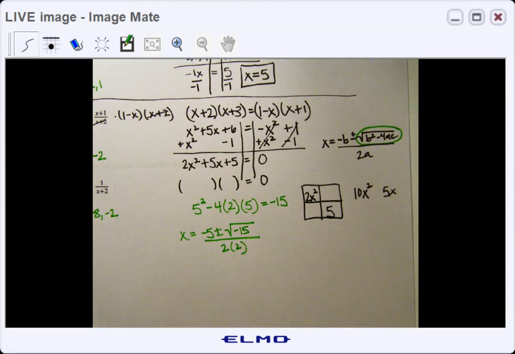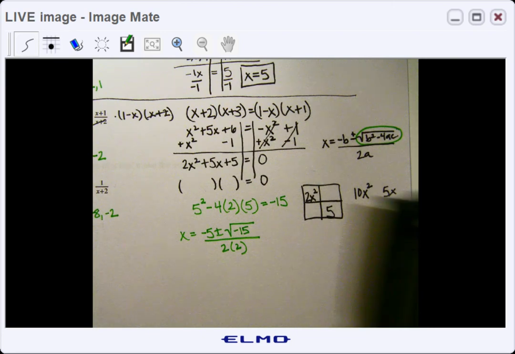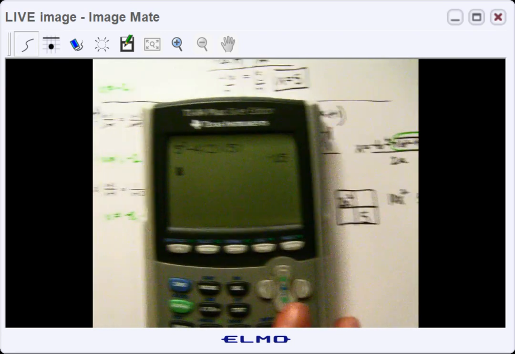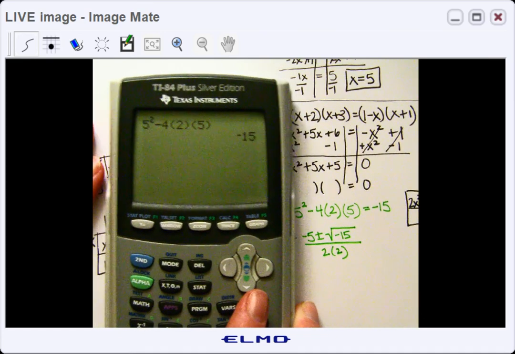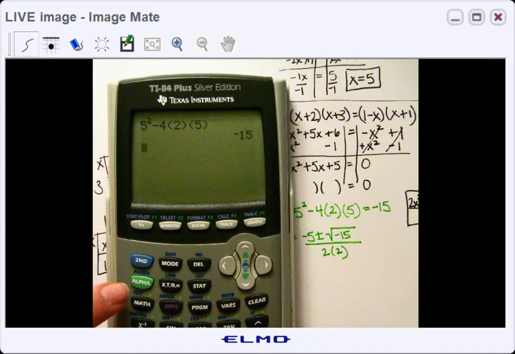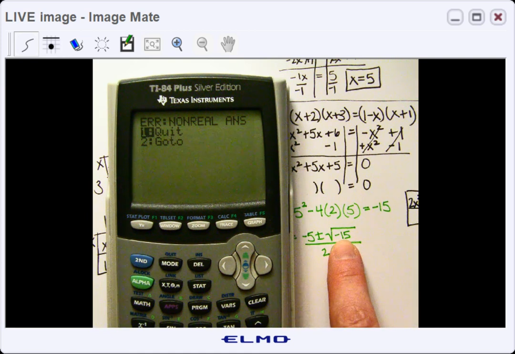And so if I was to put that into my calculator, watch what happens. If I put in, get these both in the window so you can see. Okay, remember alpha y equals enter will give us that nice fraction. So negative 5 plus the square root of negative 15 over 2 times 2. My calculator says error, non-real answer. Oh, it's because I've got a negative under the square root.